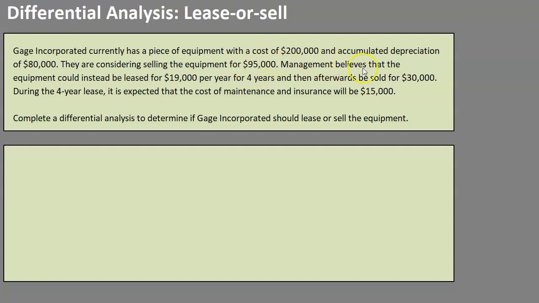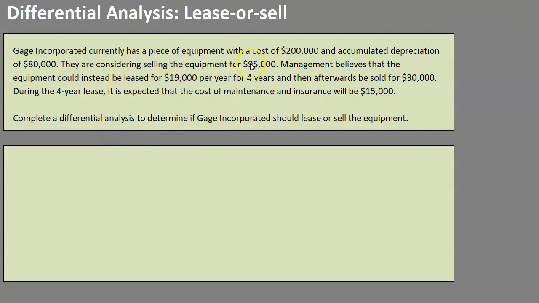But also management believes that the equipment could instead be leased for $19,000 per year for 4 years and then afterwards be sold for $30,000. So we have a little residual value there. Now during the 4-year lease, we're obviously going to have to pay some type of costs to upkeep the equipment. So it says here that the expected cost of maintenance and insurance will be $15,000. And that will be a total, it looks like. Yeah, that's a total.